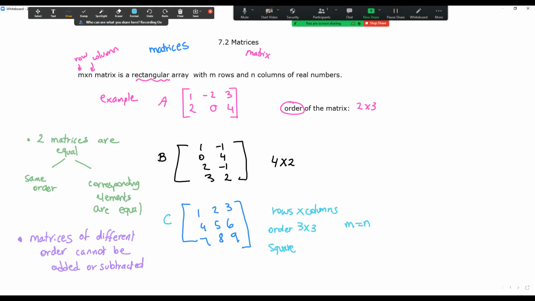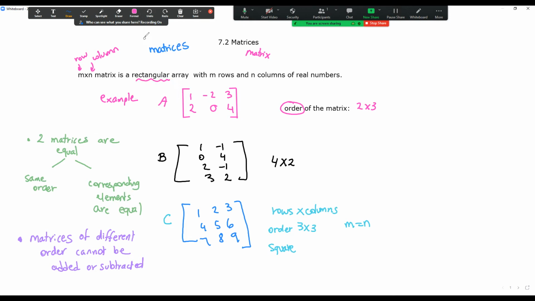What are we going to do with matrices? We're going to do some operations: adding, subtracting, and multiplying. So today we're just doing adding and subtracting, which is pretty basic and simple. You just need to know some rules. To add and subtract matrices, they have to have the same order. That's why matrices of different orders cannot be added or subtracted. When we talk about equal matrices, they have to have the same order and the same corresponding elements.